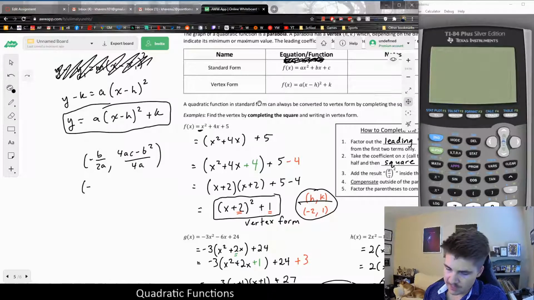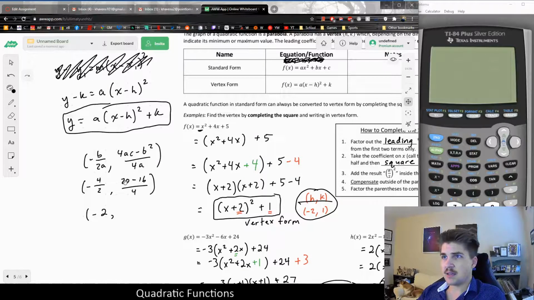So we would have negative b is 4 over 2a, and a is thankfully 1. And for ac would be 4. What I like to do is do these all at once. 4 times a is 1 times c is 5. 4 times 1 times 5 is 20. Minus b squared is 4 squared is 16. And that's all over 4a, which again, a is 1. And so what that would leave us with is negative 2, comma, and this would be 4 over 4, and 4 over 4 is of course 1.